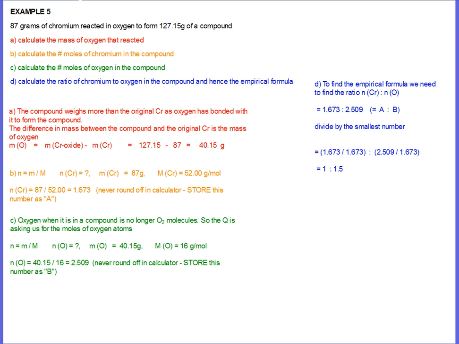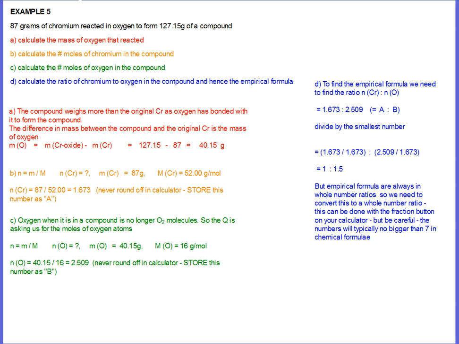So when you get a situation like this where you've got 1 to a fraction, what you've got to do is somehow convert that to a whole number ratio. That can be done sometimes with the fraction button in your calculator, but be careful. If you get a funny number with numbers bigger than 7, that's not right. Usually numbers in a chemical formula have no more than 7 atoms. So if you're getting big funny numbers, do a double check. In this case though, because we've got a fraction of a half in our ratio, a simple way to get rid of that is just to double both numbers. So the ratio 1 to 1.5 is the same as the ratio 2 to 3.